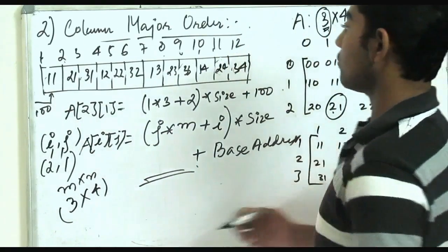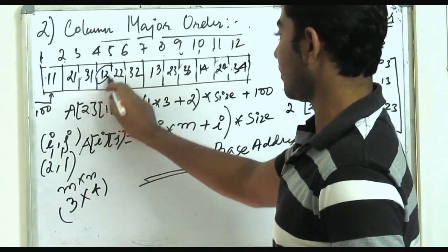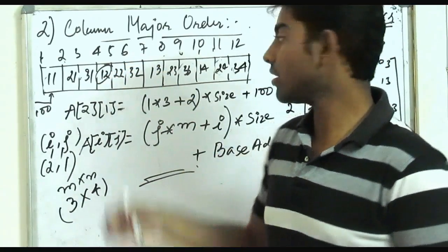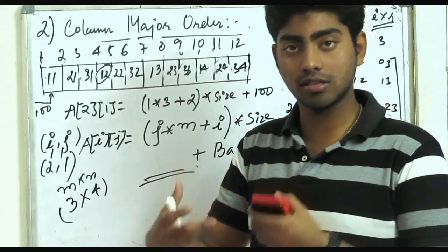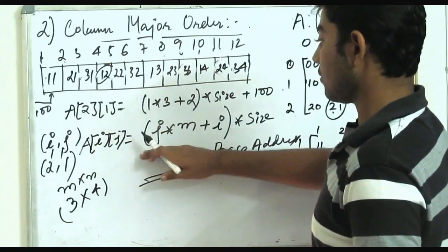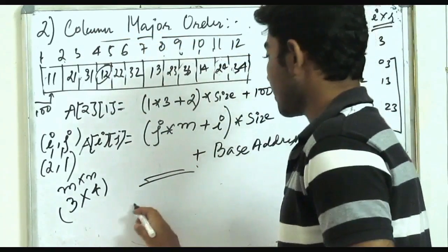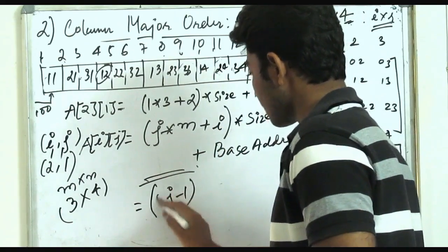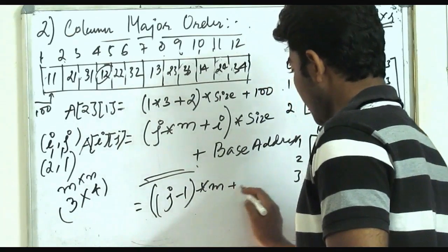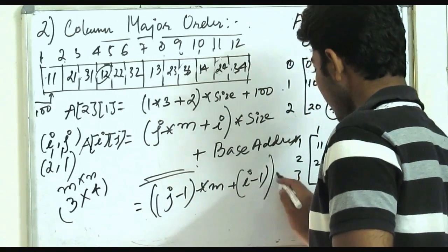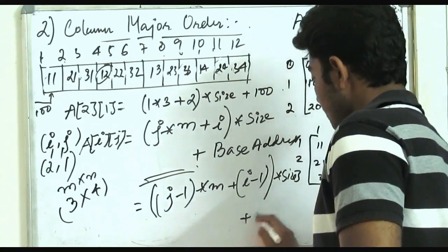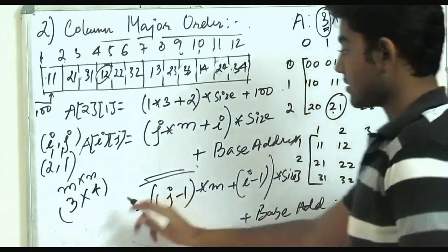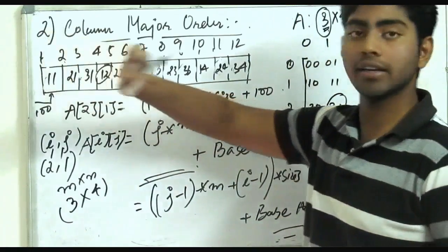Now suppose you want to go to this 1 2 element. I am not going to do this. You just trace it by yourself, do it as an assignment. It will help you clear your concepts more. I'm just going to write the general formula, to show how you can derive it. The general formula is simple. You just need to subtract 1 from this j, multiply it with m, plus i minus 1, into the size, plus the base address. This is the general formula of A(i, j) if the starting index is 1.